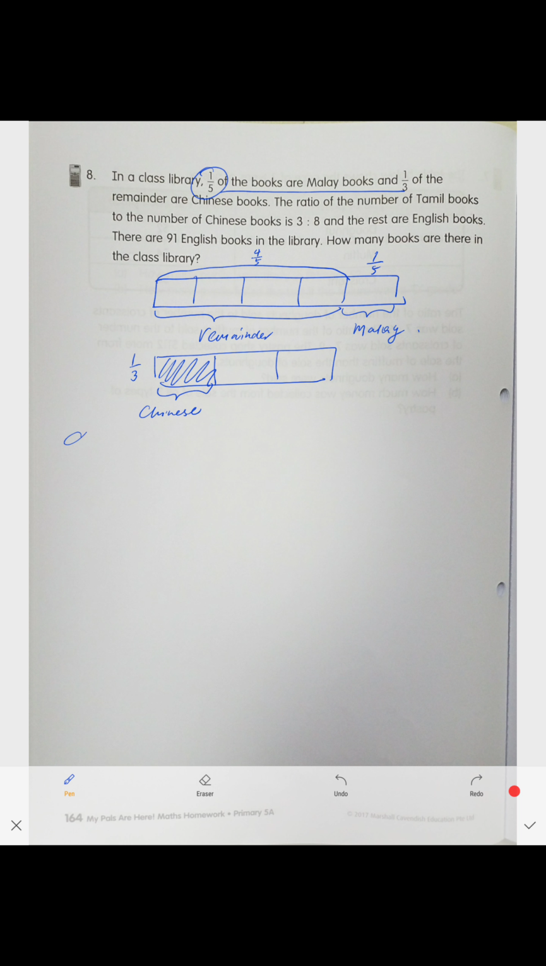So Chinese books can be calculated like this. Chinese books is 1/3 part of 4/5 of the total books, right? 4/5 is the remainder, and 1/3 is the part of the remainder. So this is how you find it: 1/3 times 4/5, which is 4/15 of the total.